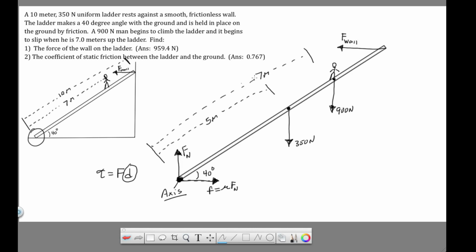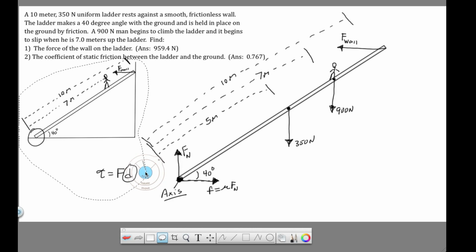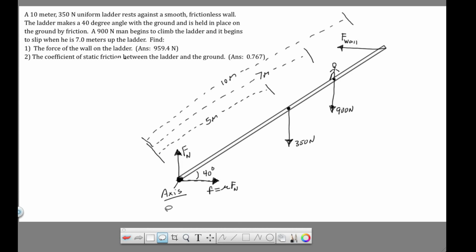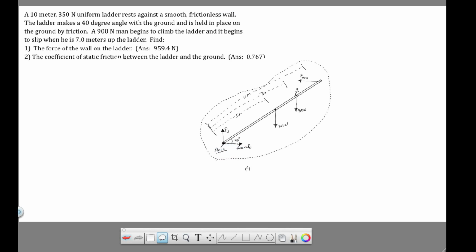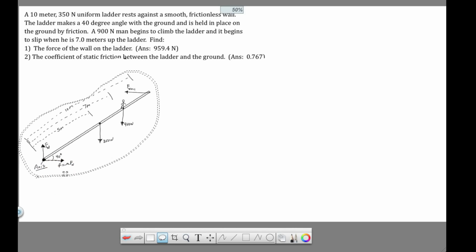So let's see. 10 meters is the distance from the axis all the way up to the top of the ladder. Okay, so let's make some room for our solution. So let's get rid of this, and we're going to shrink this down. Okay, we'll make this a little bigger.